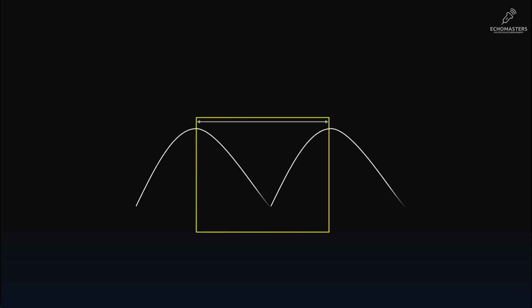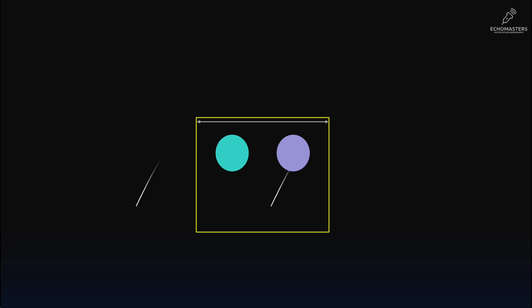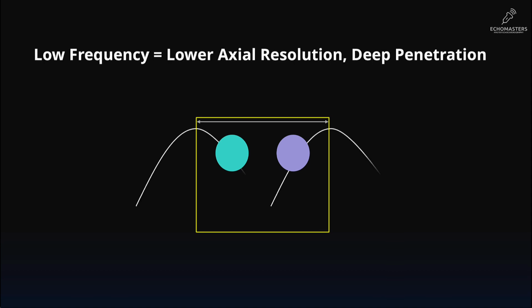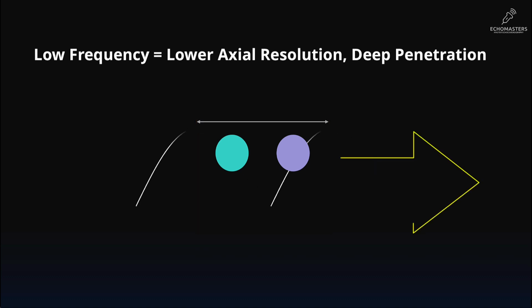This is a low frequency signal. You can see that the wavelength is a bit long. This makes it difficult if there are two objects in front of the beam path that are at a closer distance compared to the wavelength distance. Due to the low frequency, the machine won't be able to differentiate between them and would assume that these are just one object. So that's the rule that we talked about in the previous lesson. Low frequency gives you low axial resolution, but it gives you deep penetration.